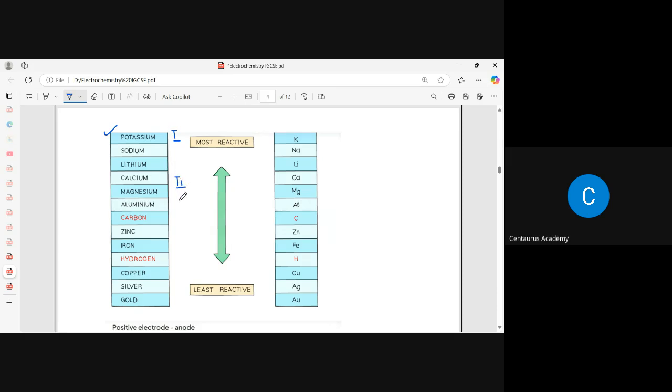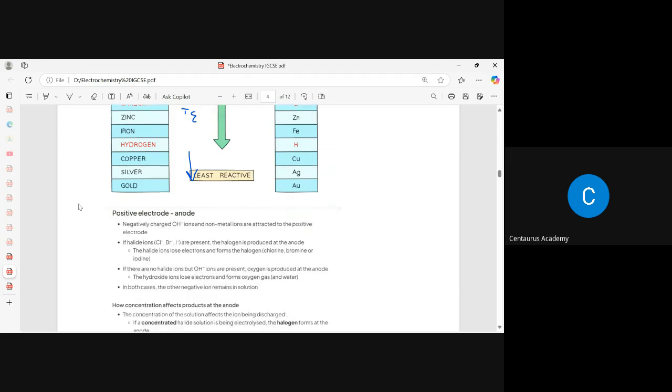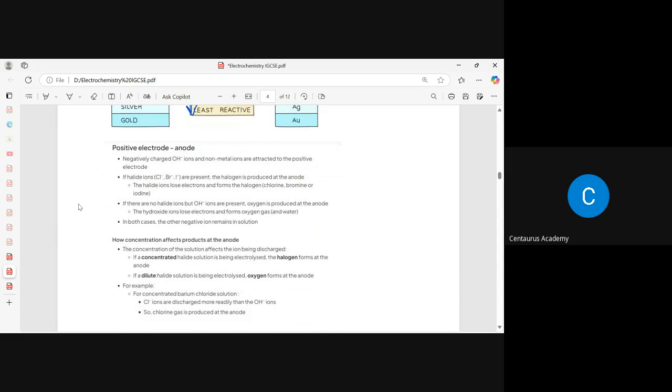Then you have aluminum, which is group three. Then comes carbon, then zinc, iron, and some of the transition elements in the middle. And then you have hydrogen. Below hydrogen, you have very noble metals, or the least reactive. So copper, silver, gold lie at the bottom. Platinum also lies beneath hydrogen. So group one, two, three, transition elements, and then hydrogen, and below hydrogen are the least reactive elements.